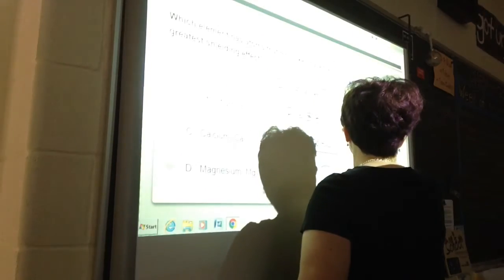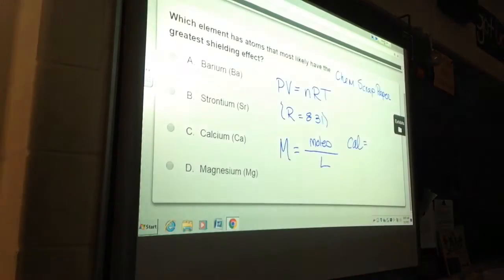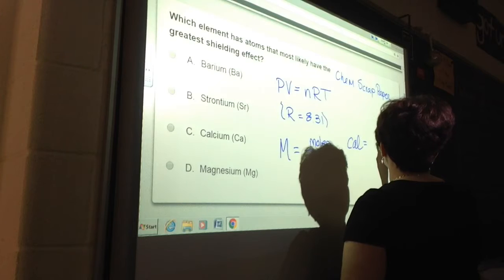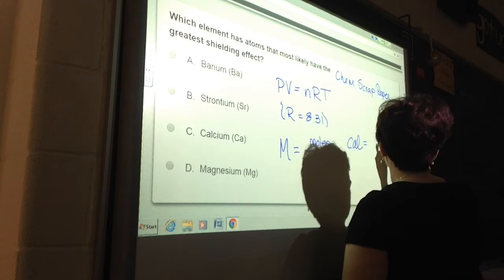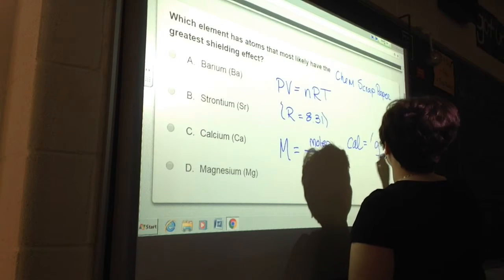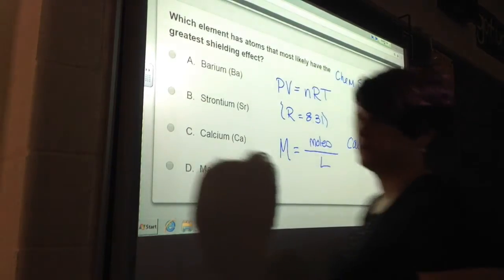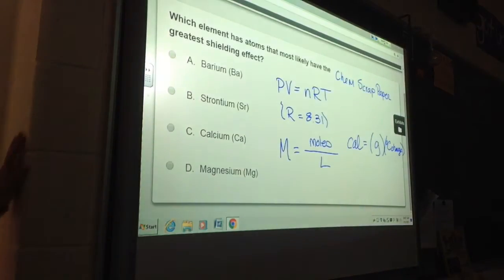Last one. You looking for the definition? No, equation. What do we do to get calories? Joules? There's something to do with joules, right? No. Well, degree Celsius change. Yes?